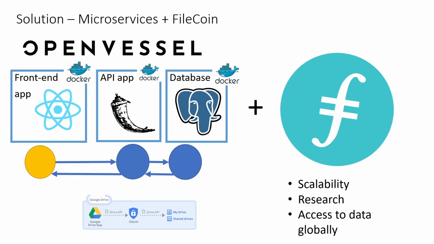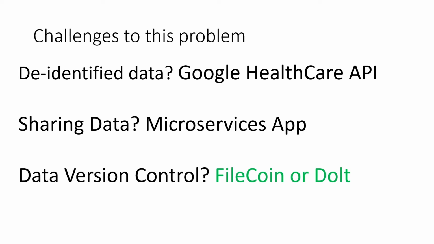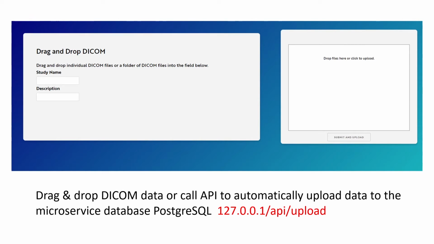But this is where Filecoin comes in. Developing a startup for these problems is really expensive, and Filecoin offers the scalability to researchers like myself, or if I'm working with somebody in the UK, or a lot of the time I work with people in India. Sometimes accessing data is a real issue for us. For this hackathon, I'm going to try to develop this technology. I'm going to use Filecoin as a form of data version control, or DALT is another alternative that I've been looking into.